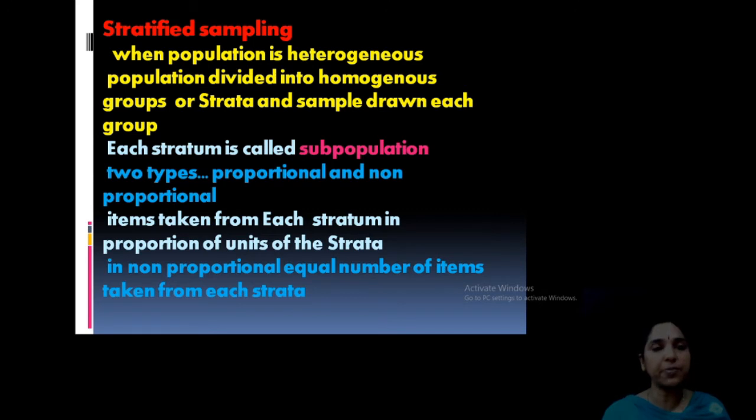Okay. Two types are there, proportional and non-proportional. Proportional means items are taken from each stratum proportionate to the units of the strata. How many units are there? Based on that you will draw the sample. If no proportion is considered, that is non-proportional. Okay. So stratified sampling is a very simple one, applied in a heterogeneous population, divided into homogeneous groups based on some particular characters, drawing a sample from each group.